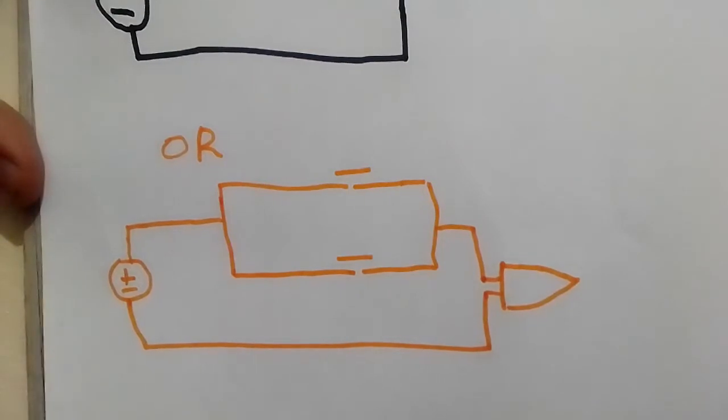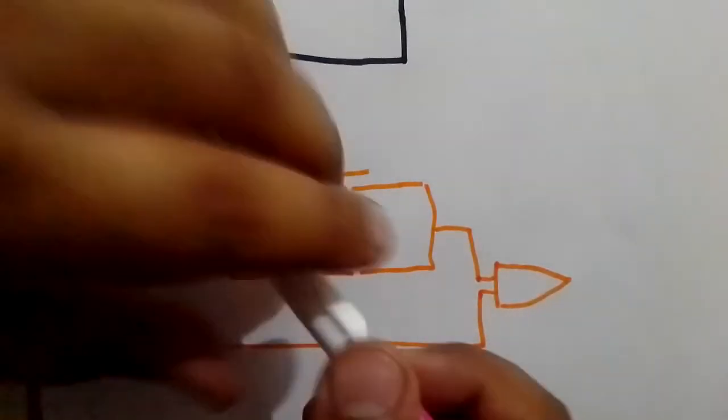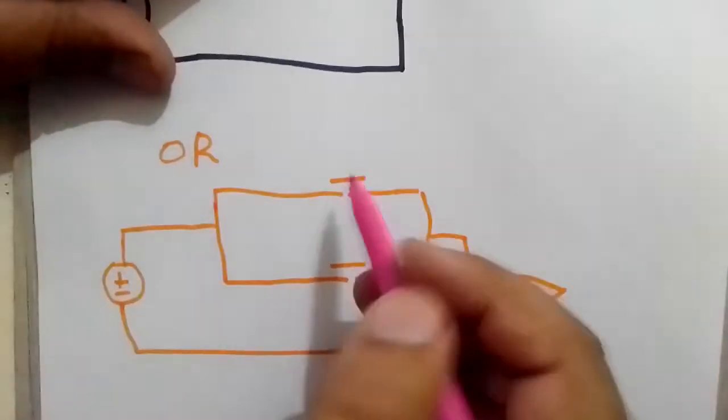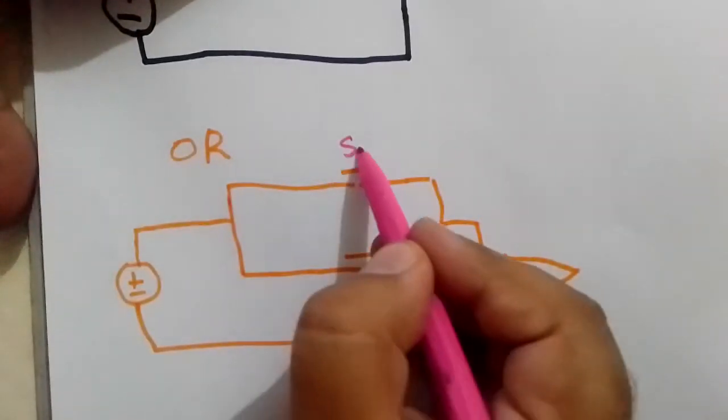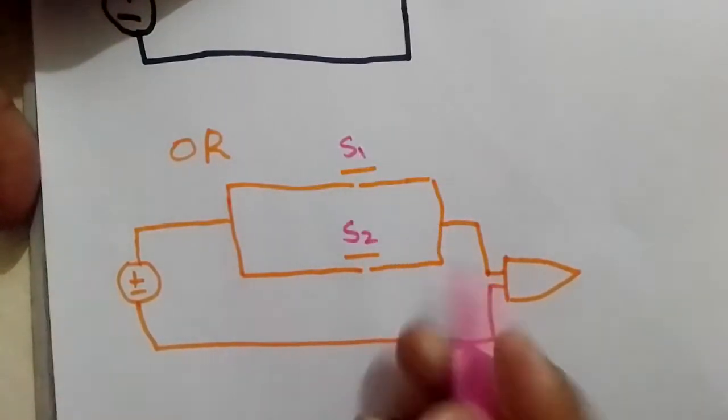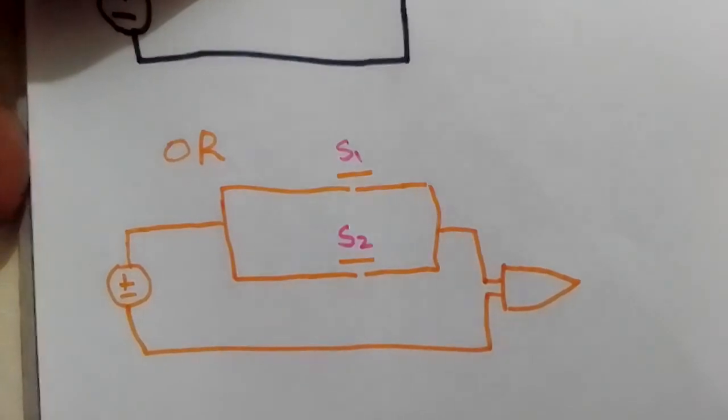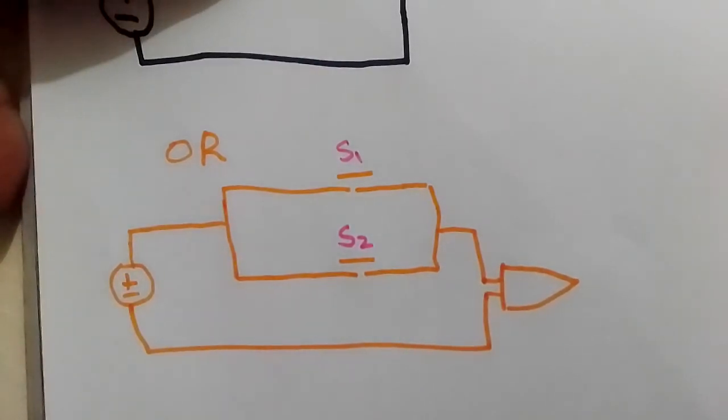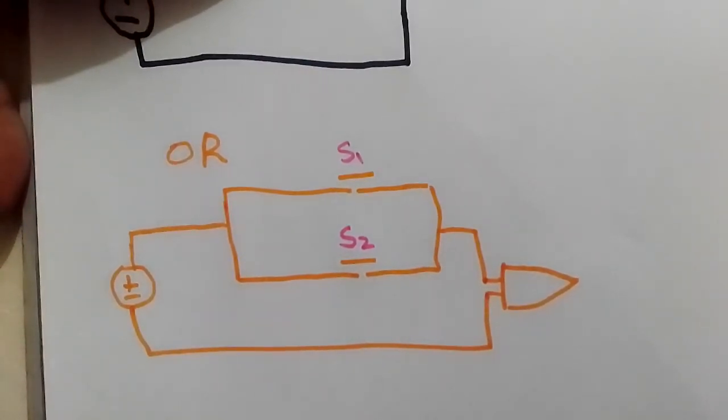So this is the switch, this is S1, this is S2. When both these switches are open, the bulb will remain off.